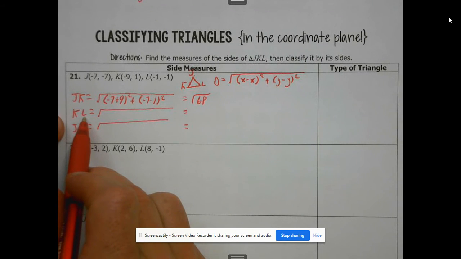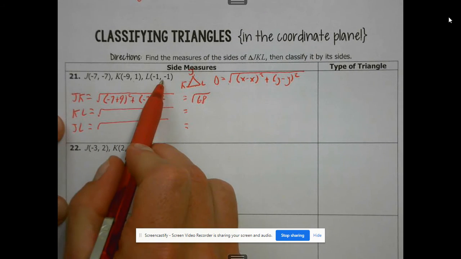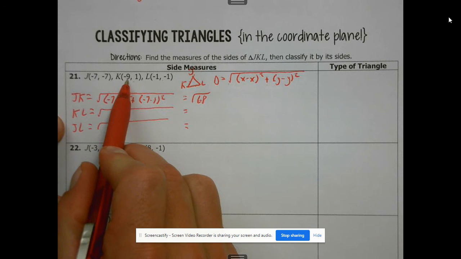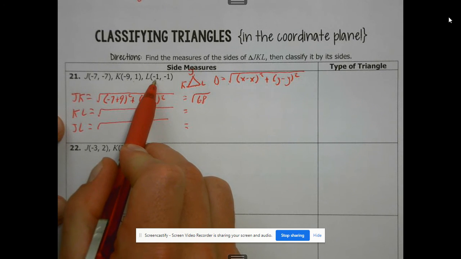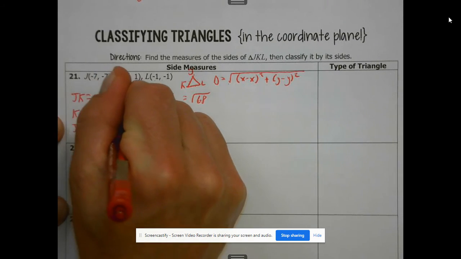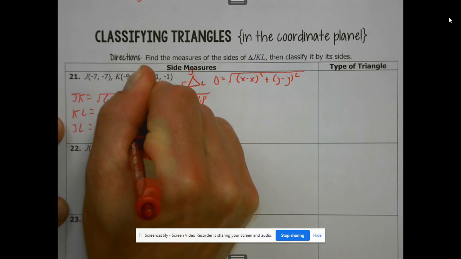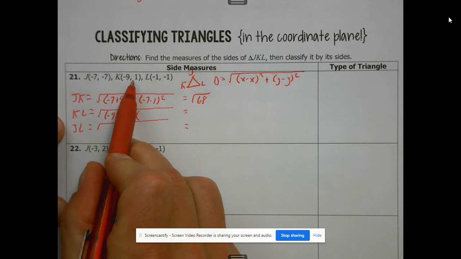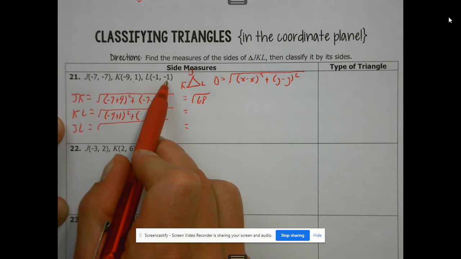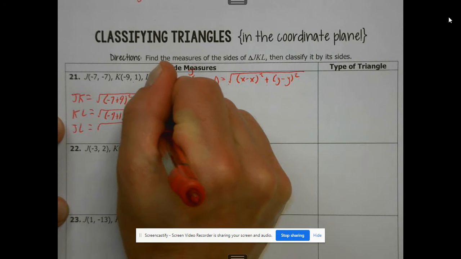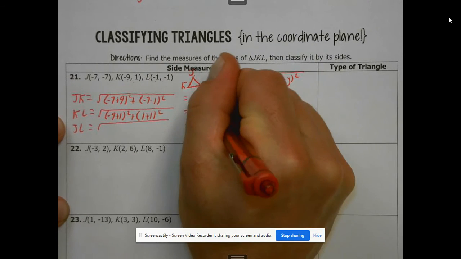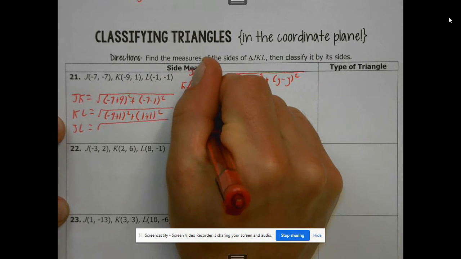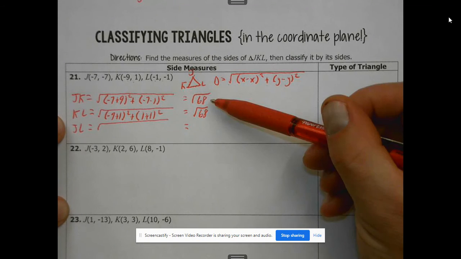Use points K and L for the next piece. So this point here and this point here. Subtract the x's: -9 minus a -1, so -9 plus 1. Do the y's: 1 minus a -1 turns into 1 plus 1. Type in the stuff underneath the square root, that comes out to be 68 as well. So far, right now, we have an isosceles, right?